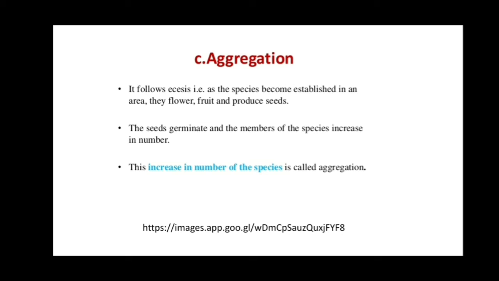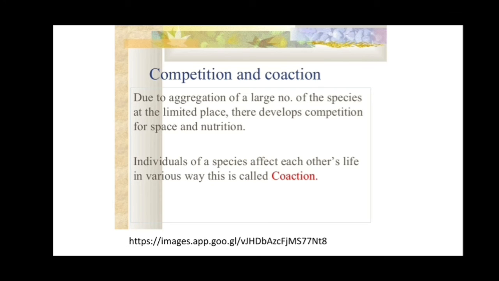Now the aggregation. It follows ecesis, when the species become established in an area. The flowers and fruits produce seeds. Seeds germinate and the number of species members increases. So the increase in the number of the species is called aggregation.